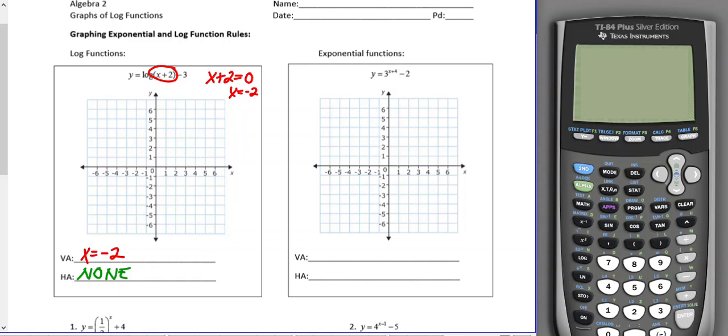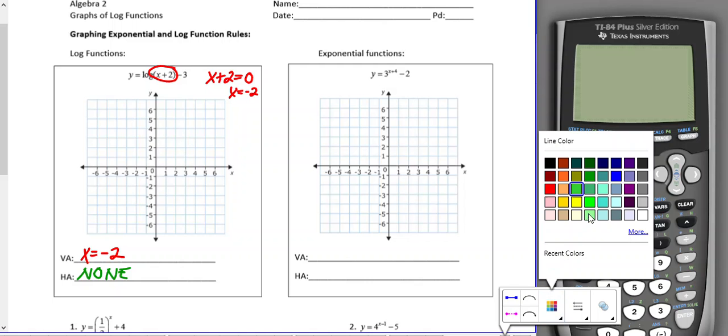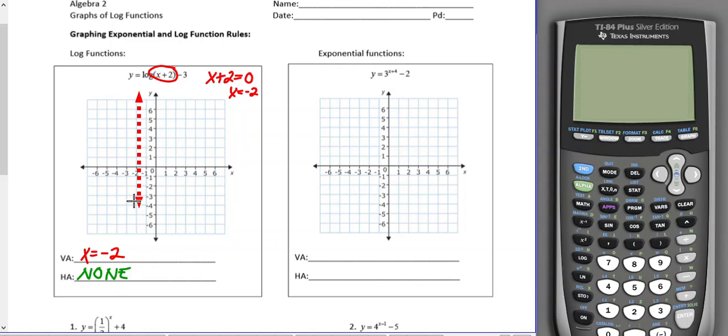Then I come over here. I'm just going to change the color. So at x equals negative 2, I then have my vertical line. All right.